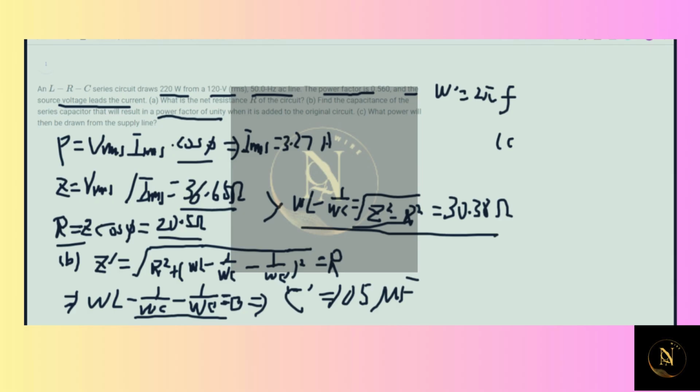And part C: what is the power for this new circuit? We already know the new impedance is simply equal to R. So the power P prime simply equals V RMS squared, the source voltage squared, over R. R is here. So the result is 702 watts.